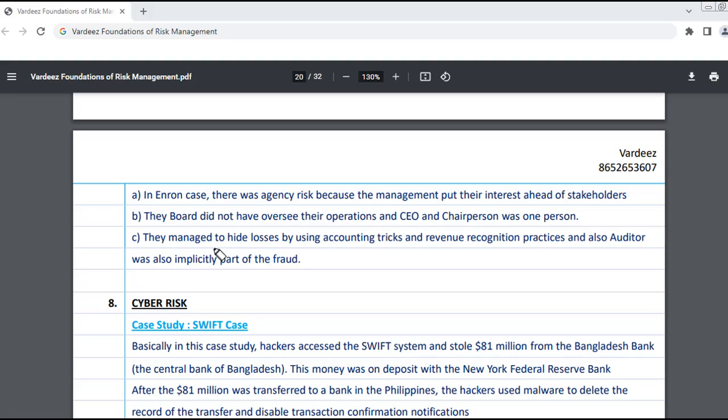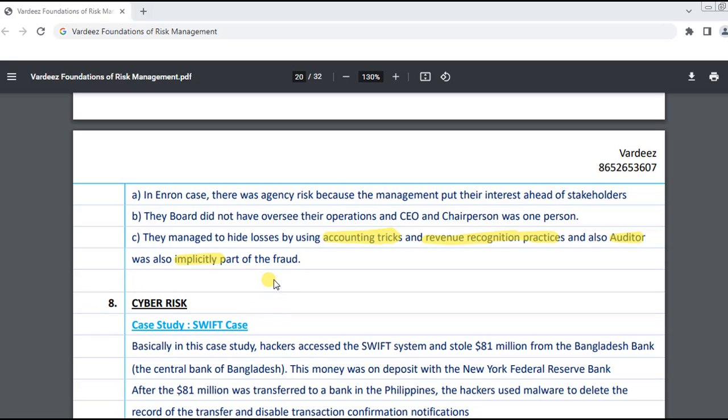The third thing we need to note is that they managed to hide their losses by using accounting tricks, and they also changed the revenue recognition. How you recognize your revenue in your income statement, they changed that process as well. Also, the auditor was implicitly part of the fraud. As I said, their license was taken away. So this was the case about Enron.